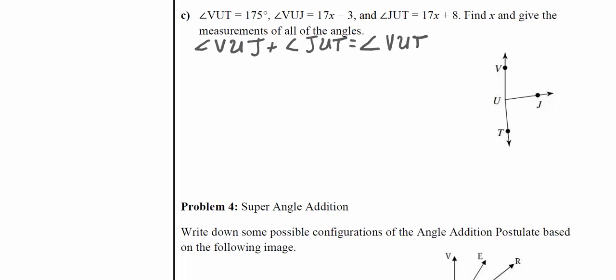So by the angle addition postulate, we can express angle VUJ plus angle JUT is this entire angle VUT. Okay. We should substitute what we've been given. So VUJ is 17x minus 3. JUT is 17x plus 8. And then VUT is 175 degrees.